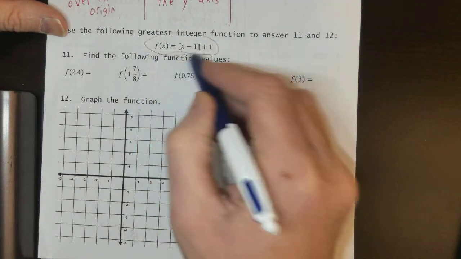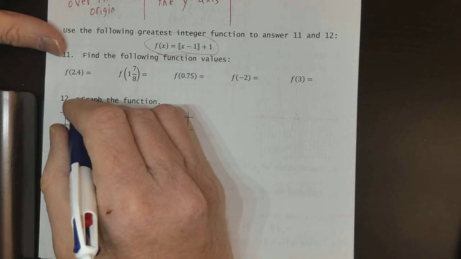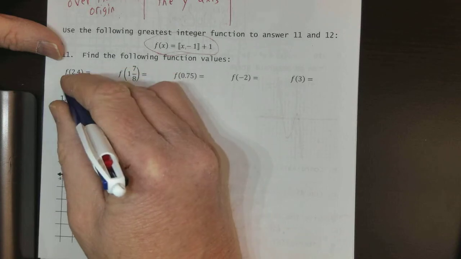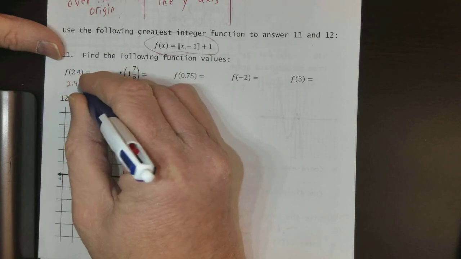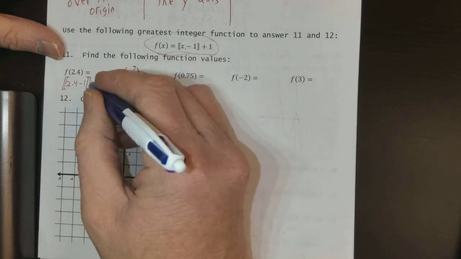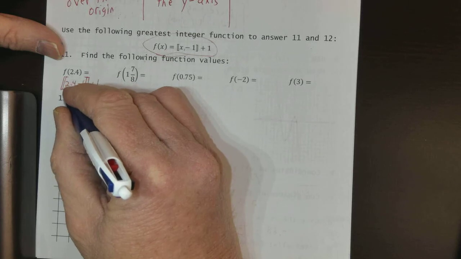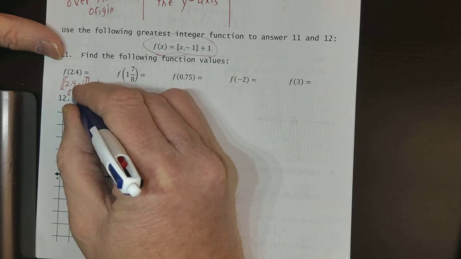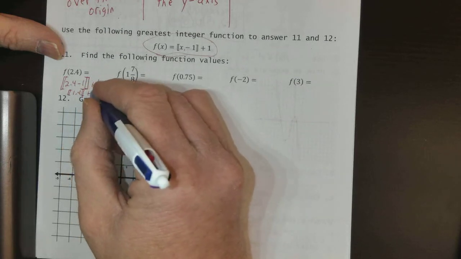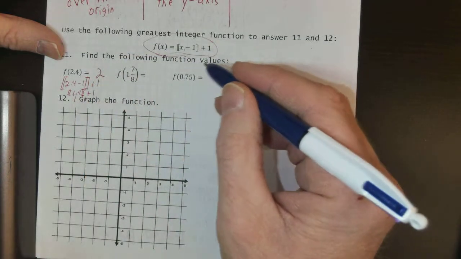Last but not least, use the following. This is our greatest integer function that we're going to use. And we're going to take 2.4 minus 1 and then add 1 to that. So 2.4 minus 1, that is 1.4, and that is 1. This is 1 plus 1, which is 2.